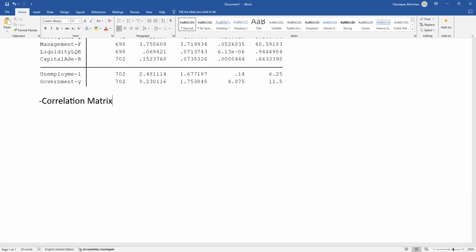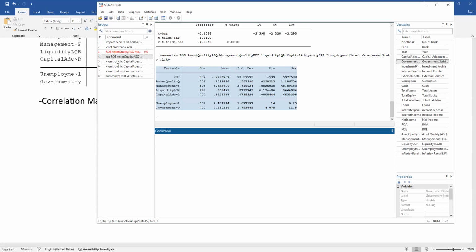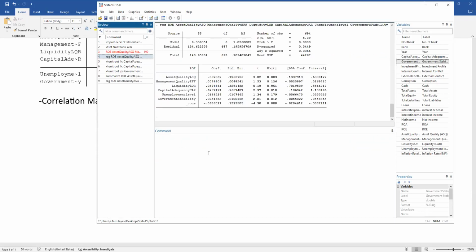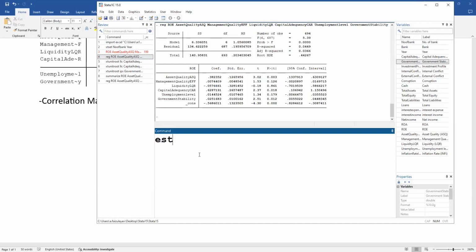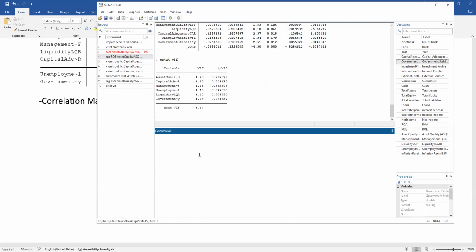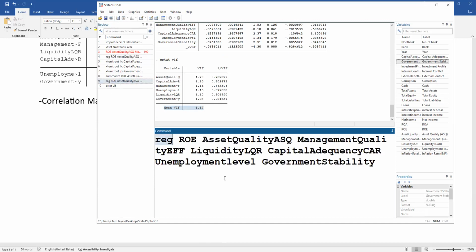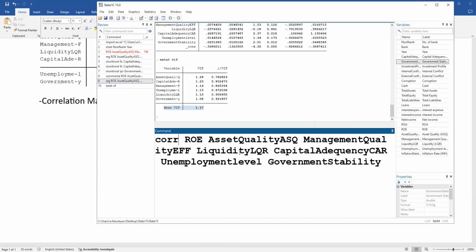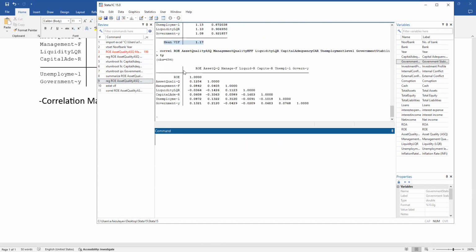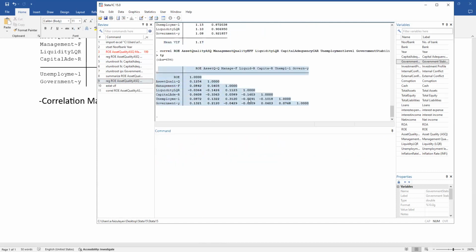From the results here, if we do the regression analysis, we can see the VIF is below 5. Montgomery says that if it's less than 5, then there is no multicollinearity. So the mean VIF supports that there is no multicollinearity. And we do the same thing for the correlation matrix. Instead of regression, we type correl. And we copy it.